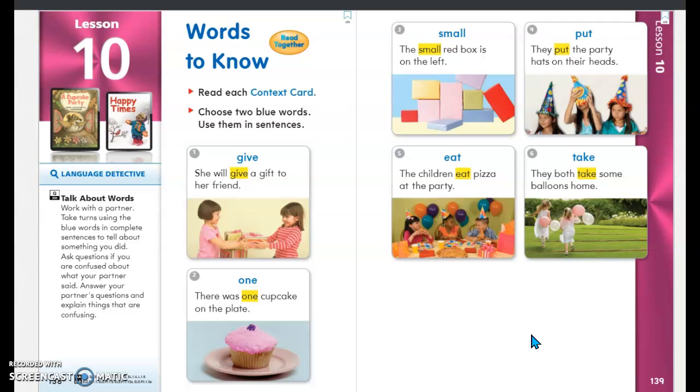Vocabulary word number 3 is small. The small red box is on the left. Number 4 is the word put. They put the party hats on their heads. Number 5 is eat. The children eat pizza at the party. Number 6, take. They both take some balloons home.